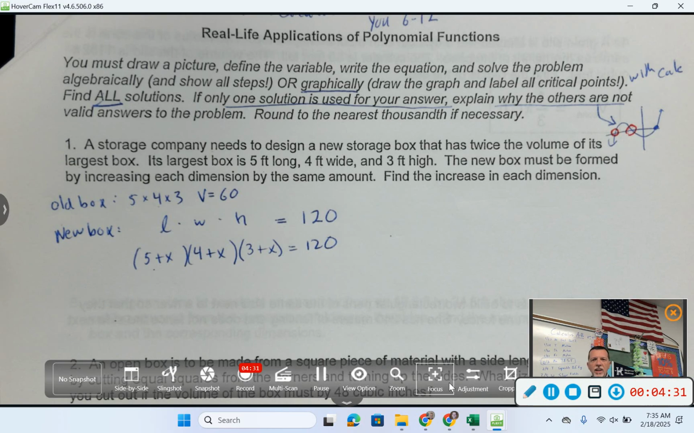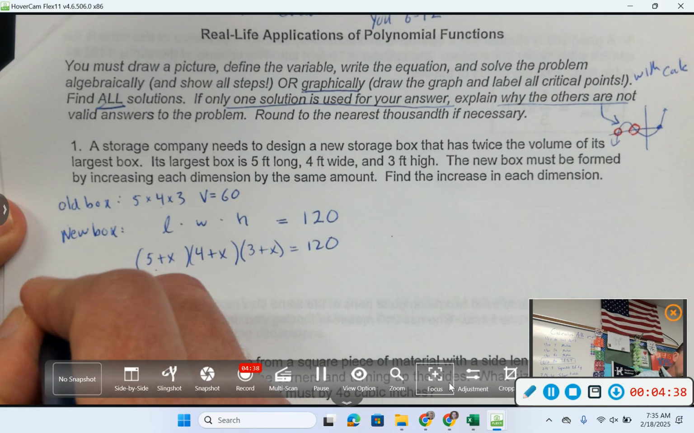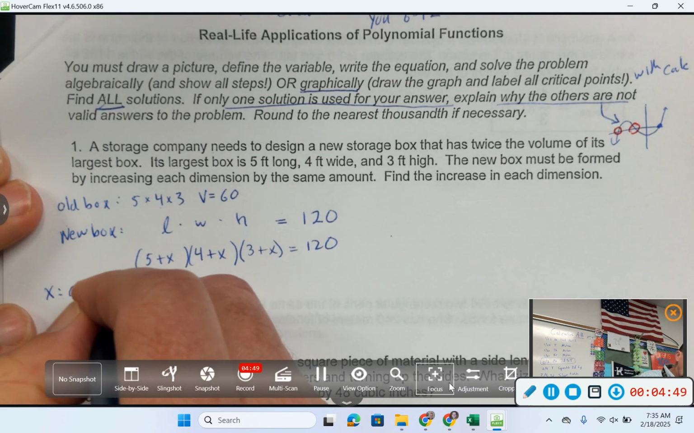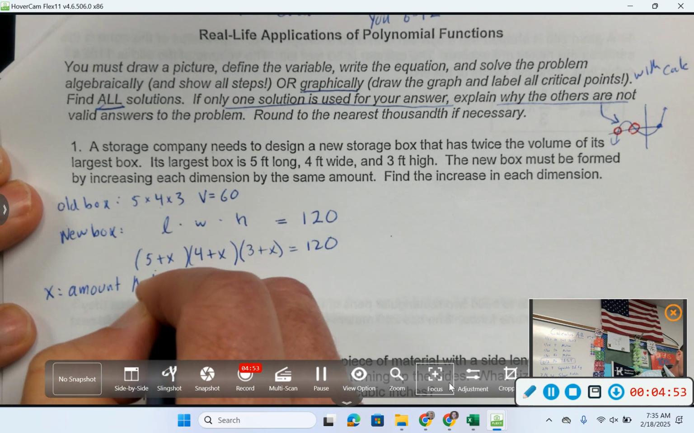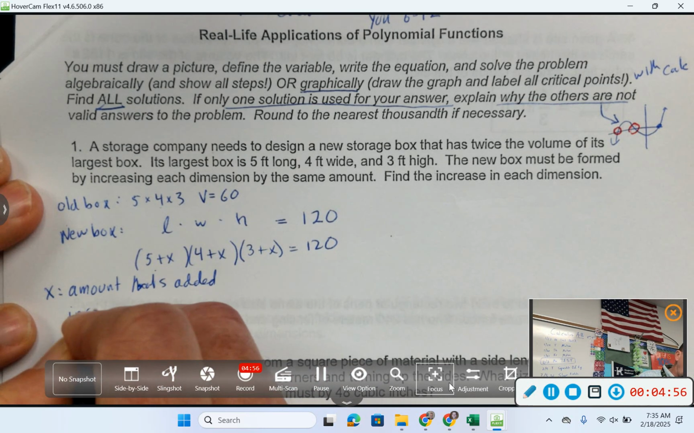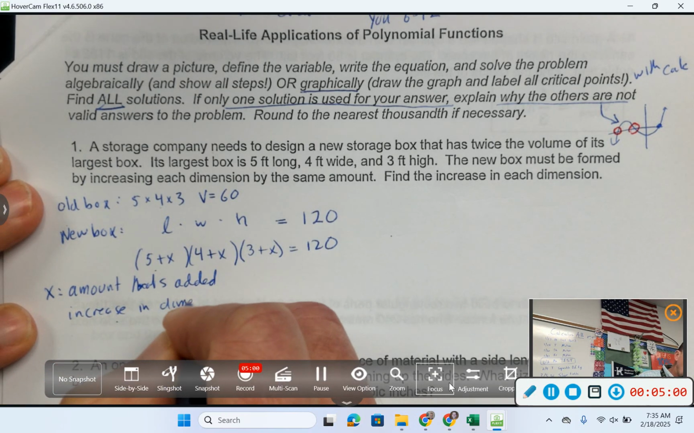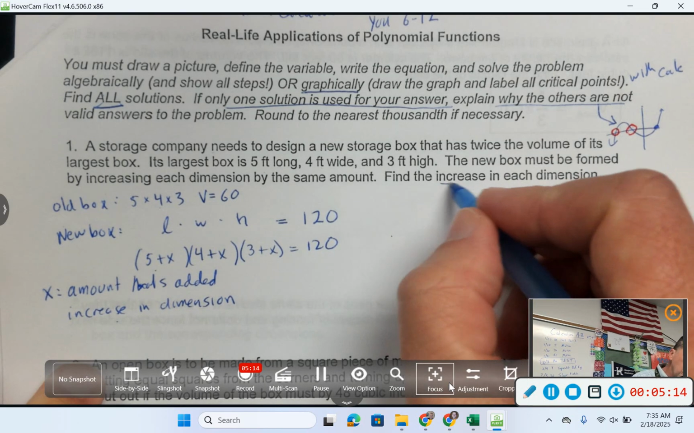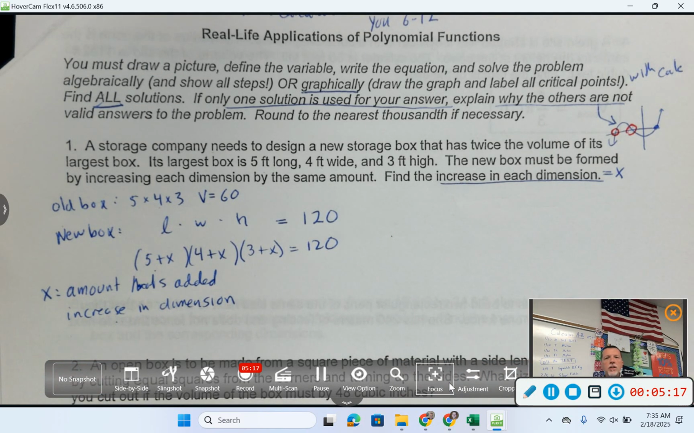I need to go back just a second and say that, define the variable. So I need to say what does x represent in my problem here? The amount that's added, the increase in dimension, either of those is fine. And maybe that's obvious for this one, but sometimes you get working in these and you get down to x equals 12 and you're like, aha, my answer is 12. And maybe not. This one asks for the increase in each dimension, so we're finding x. It could have easily asked for the new dimensions, and then we would have to do something with x.